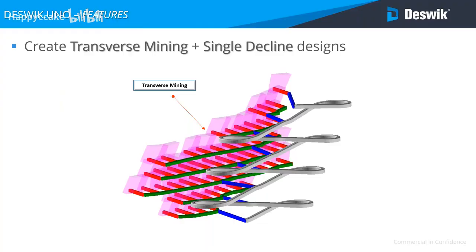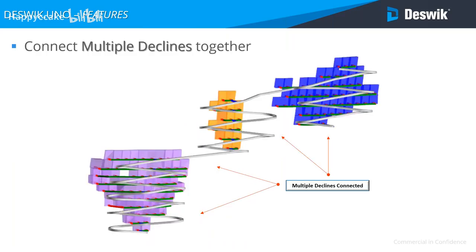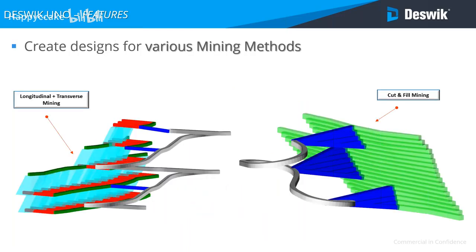Some cool features: you can create transverse mining plus single decline designs. You can create longitudinal mining plus single decline designs. You can also connect multiple declines together. And you can create even more designs using the Auto Development Designer tool. So Uno will give you a good foundation of the basic designs, and then from that you can piggyback using the Auto Development tool in CAD. You can create designs for various mining methods with the combination of Deswik Uno outputs.